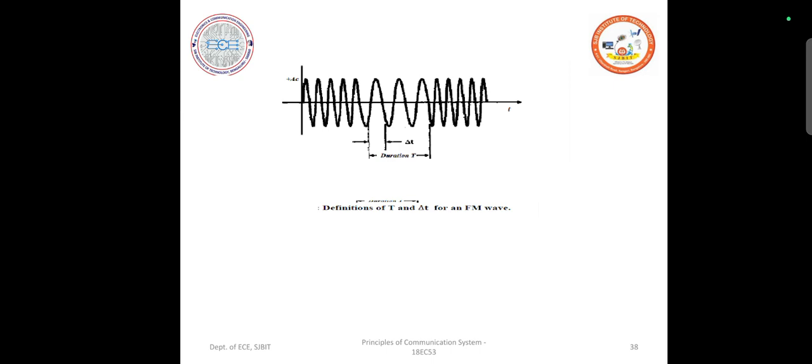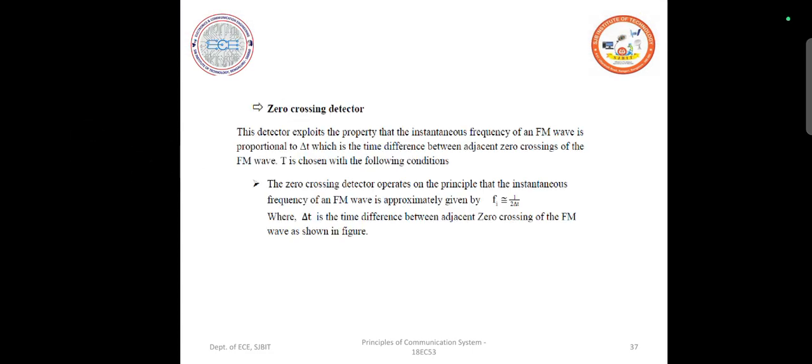We'll take a window capital T, and capital T should be larger in comparison to Tc, which is nothing but 1 over Fc, the period of the carrier signal. So this capital T value should be far greater than Tc, and at the same time it should be very small in comparison with Tm. It should not occupy the entire modulating signal period. So the window should be aptly selected. And we define delta t, which is the spacing between two adjacent zero crossings. Based on that, we define Fi, which is equal to 1 over 2 delta t. So this becomes obvious.